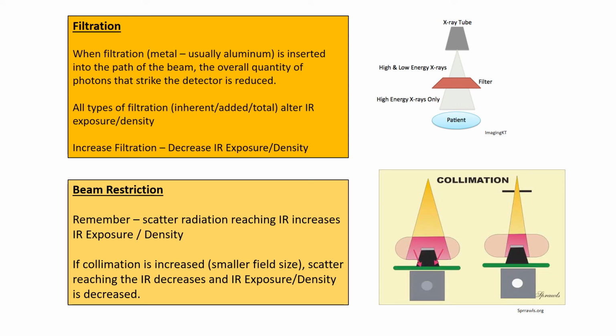So it's kind of hard to understand, but just think about that. When I collimate down, I'm getting rid of scatter. Scatter, it's not good density, but it's still density. So if I collimate down and I'm trying to maintain a certain amount of density, I'm going to have to bump up my technical factors.